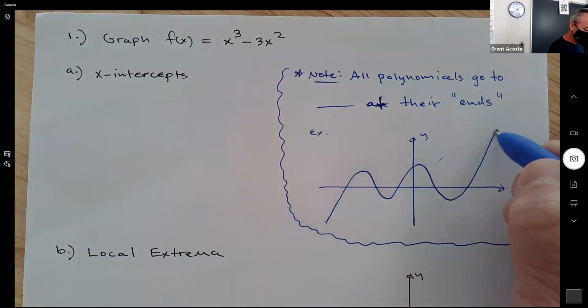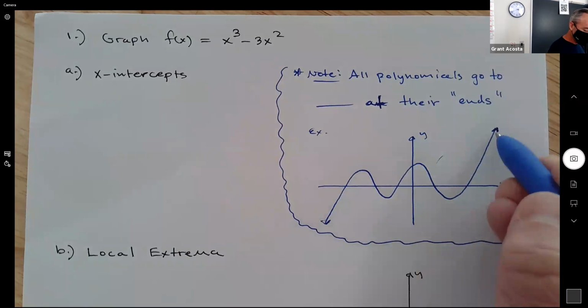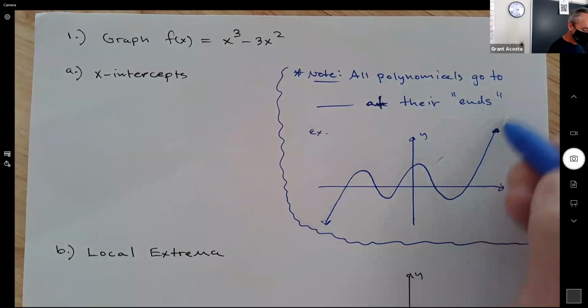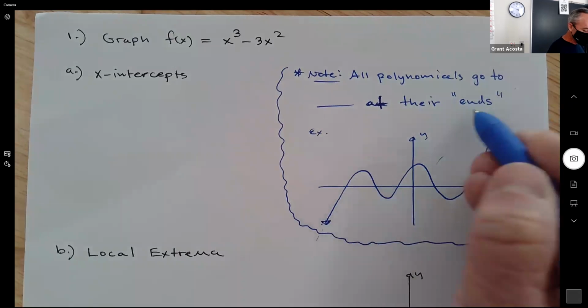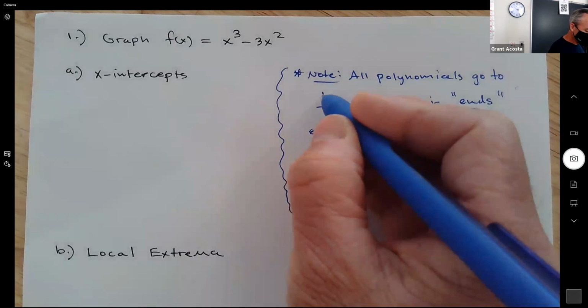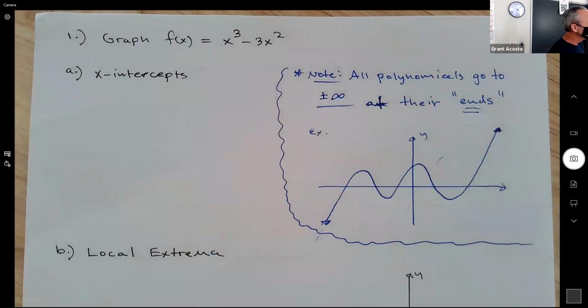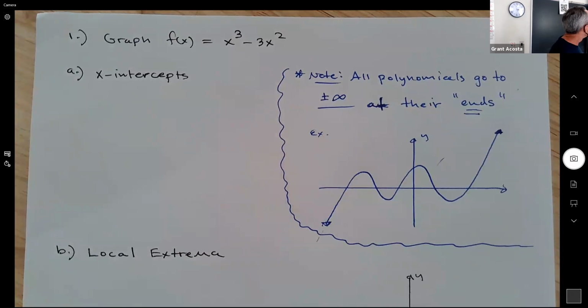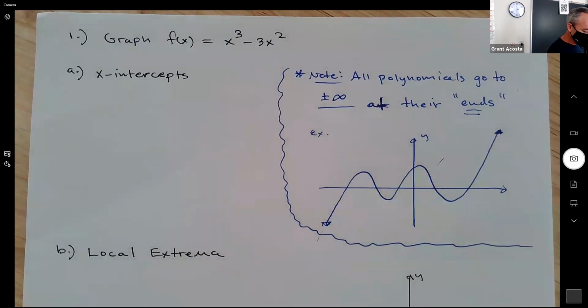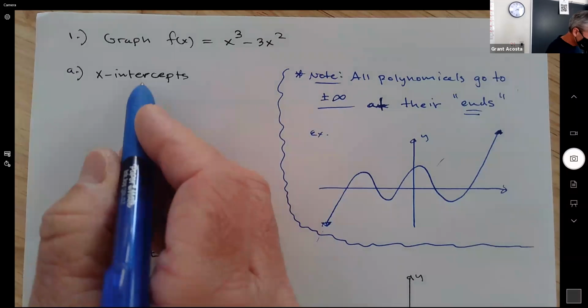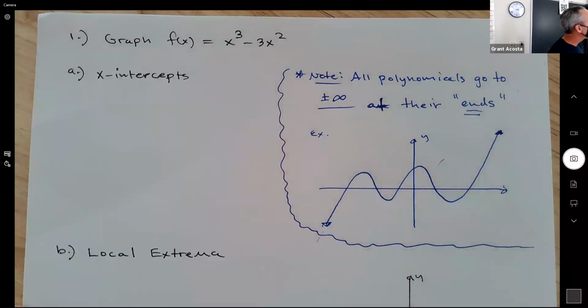The point I wanted to make was that at their ends, in this direction my polynomial is going off to positive infinity, and to the left it's going down to negative infinity. So at their ends, all polynomials will go to plus or minus infinity. Again, it doesn't have to look like this. They can both be going to positive infinity, but there are no horizontal asymptotes or anything involved with polynomials.